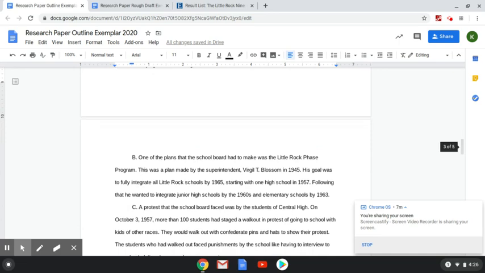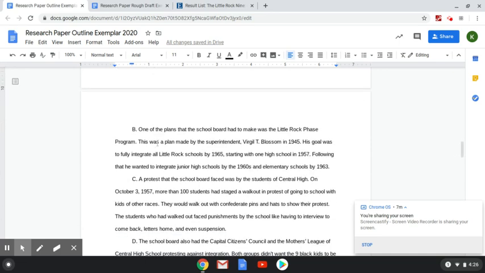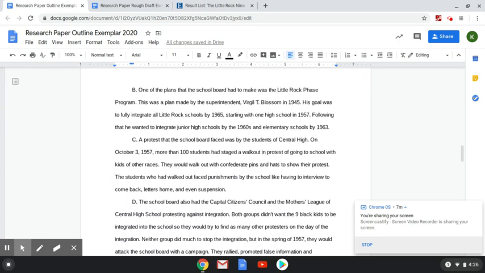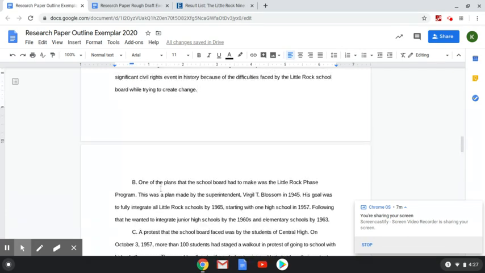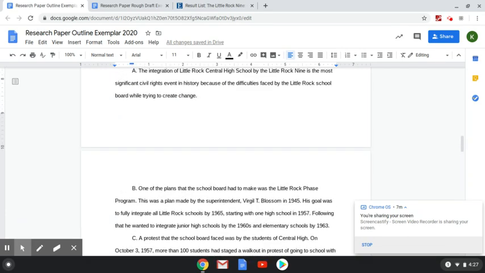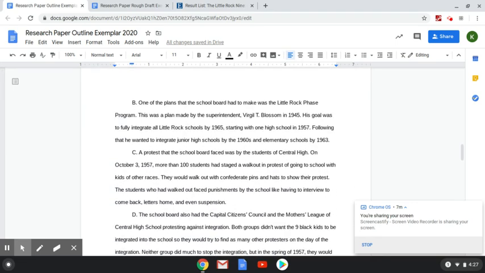Scroll down. All right, so here B, C, and D for all of my body paragraphs are going to be the information from my note cards, right? So you guys hopefully took summaries, paraphrases, and direct quotes from your sources about your topic, and now you're going to put that information into B, C, and D for all three of your body paragraphs. So in this body paragraph, all of this information is going to be about the difficulties faced by the school board, right? So let's read it.